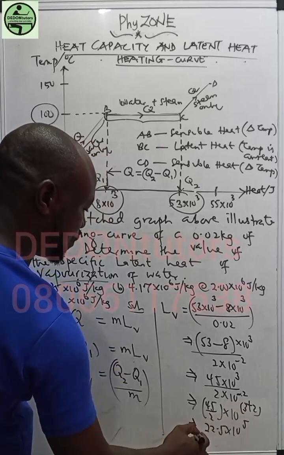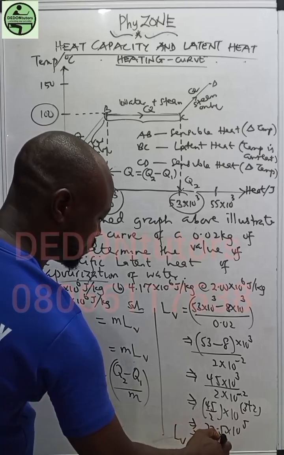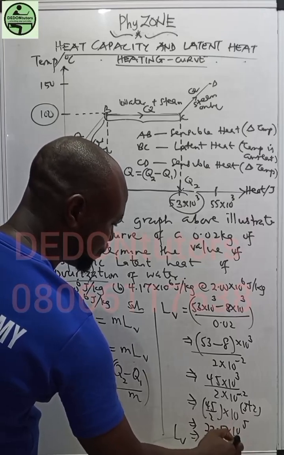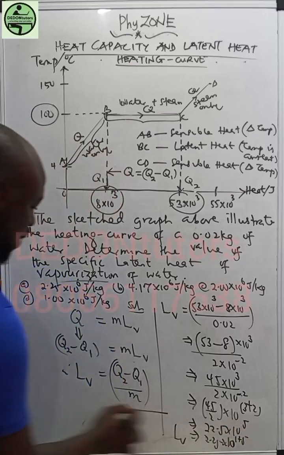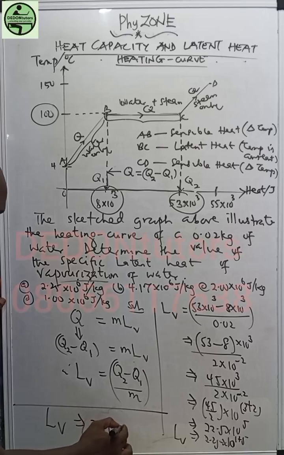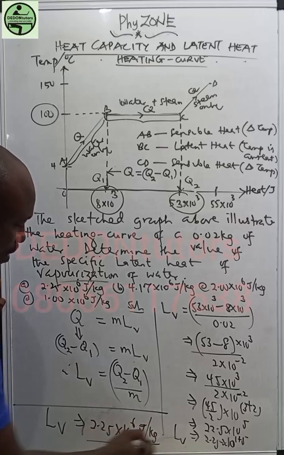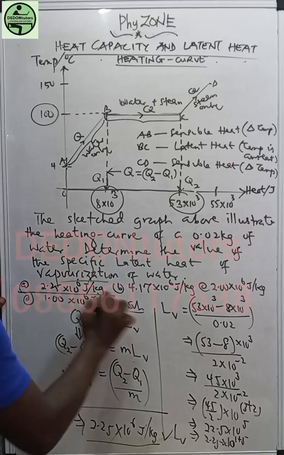In standard form, our L_v will now give us 2.25 times 10 raised to the power 1 plus 5. So the final answer, our L_v is 2.25 times 10 raised to the power 6 joule per kilogram, as easy as ABC. That's option A.